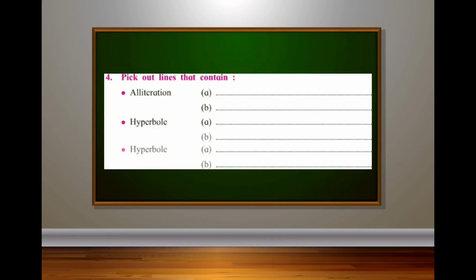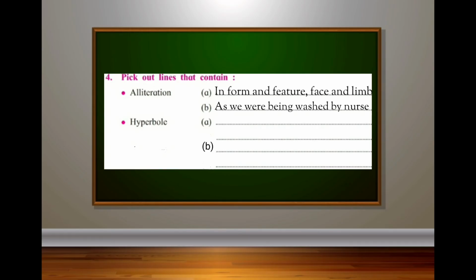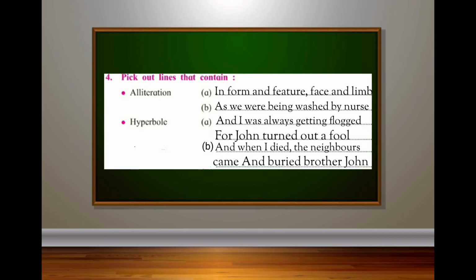Question number 4. Pick out lines that contain alliteration. First sentence: in form and feature, face and limb. Second, as we were being watched by nurse. Next, hyperbole: and I was always getting flogged for John turned out a fool, and when I died, the neighbors came and buried brother John.